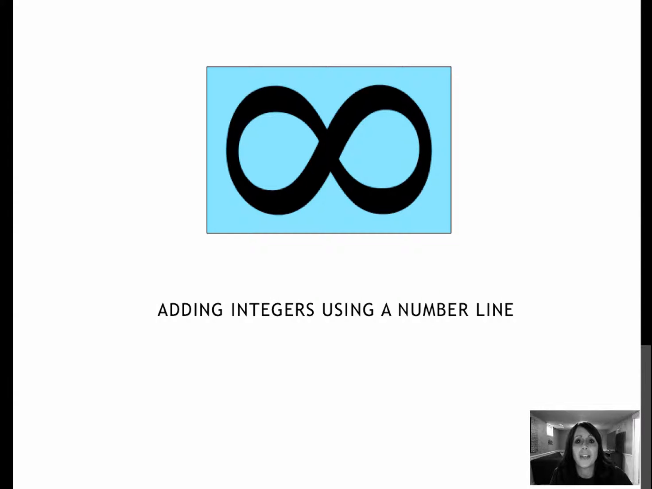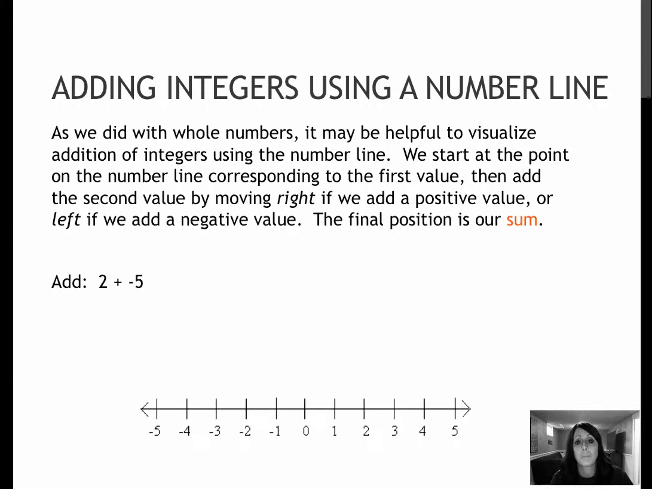For this lesson, we are going to add integers, and we're going to use a number line. In the lesson following this, we'll add integers without the number line. So when we're finding the sum of two integers, it's helpful to visualize so that we can see what's happening, just like we did when we were adding whole numbers.